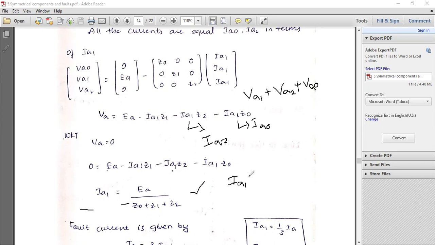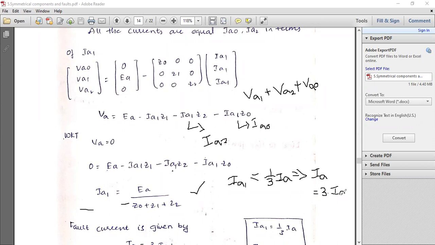So once we obtain the positive sequence current, then we are able to determine the relationship between the positive sequence component and the unbalanced phasor and symmetrical component. So already we have proved that IA1 is equal to IA2 is equal to IA0 is equal to 1 by 3 into IA. So finally, IA is the amount of current that is trying to flow in phase A when a line to ground fault occurs. So 3 multiplied by IA1.